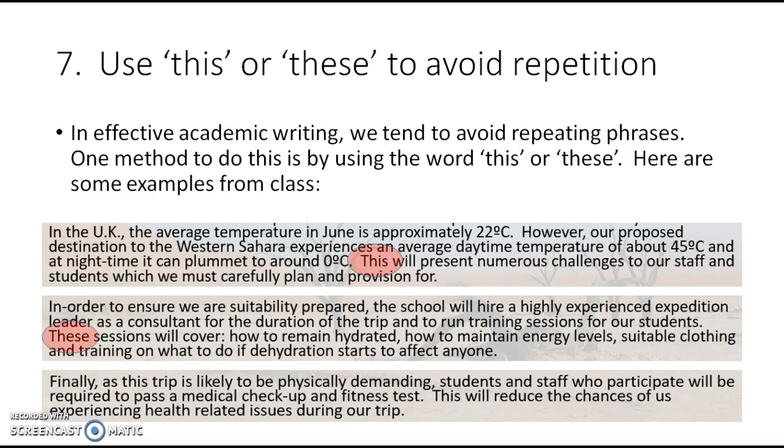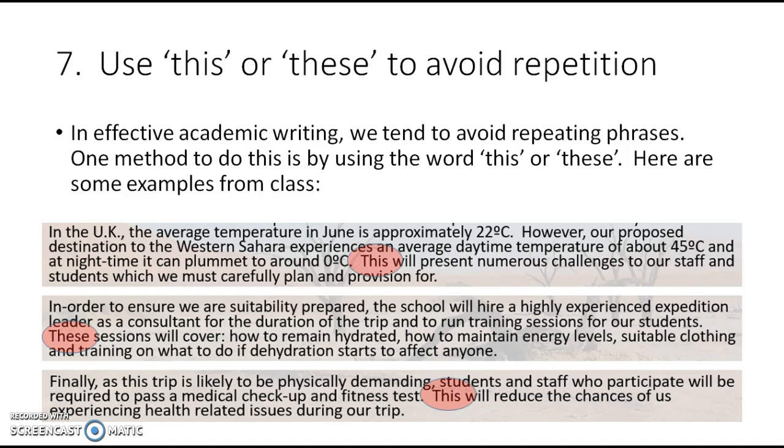In the next paragraph, we talked about the school hiring an experienced expedition leader and that they were going to do classes. So instead of saying "the classes that will be run by the consultant" to start the sentence, we've used here 7 or 8 words that we don't need to. Just saying "these sessions" links it nicely to the sentence before, is more concise and avoids repeating information. Then I've talked about passing a fitness check and medical checks to make sure that the students are in strong enough physical condition to undertake the trip. Again, using "this" to link it to the sentence before is a very strong way to do this.